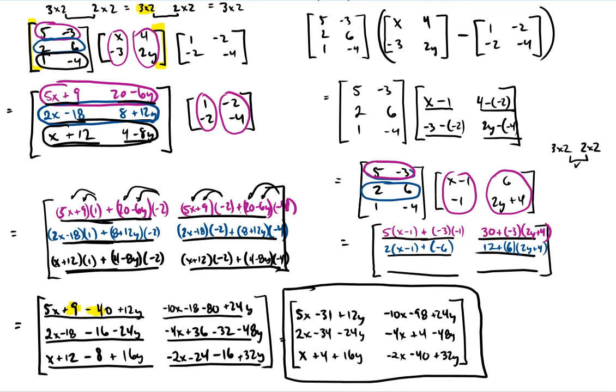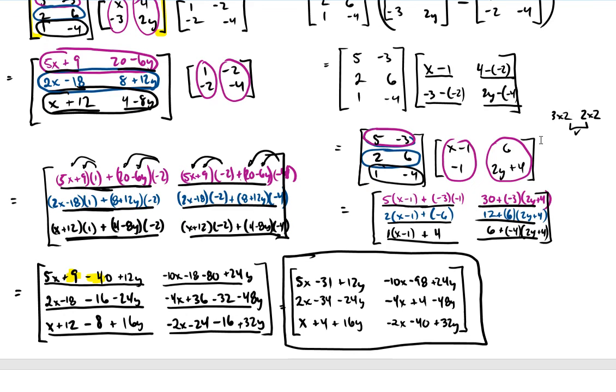Okay, and then one more time. Okay, so 1 times x minus 1. And then negative 4 times negative 1, let's just say, is plus 4. 1 times 6, let's just go ahead and say, is 6. And then negative 4, so the plus the negative 4 times the 2y plus 4 is the last element there. Okay, and so I'm going to run out of room, but let's do one last step.